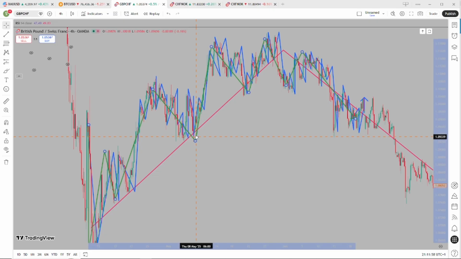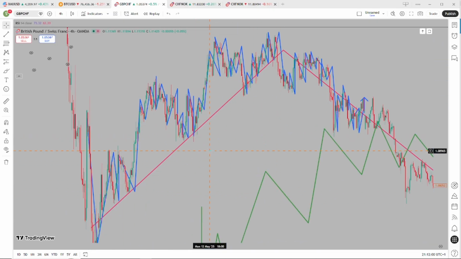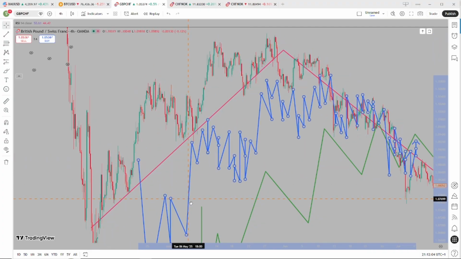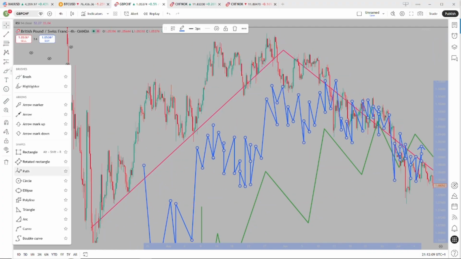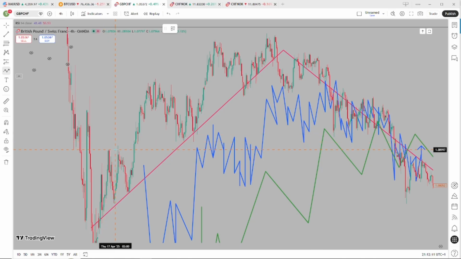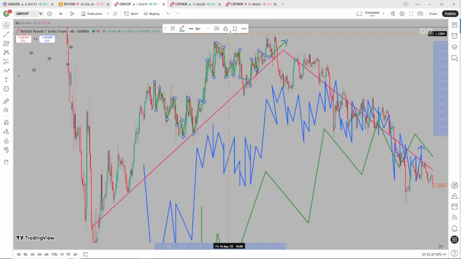I'm going to remove this green one. But as you can see, so now with this blue one, I'm going to remove this as well. You can see that price is making trends inside of trends inside of trends. For example, this is a downtrend, right? Whereas this is an uptrend, and then this is a downtrend, and then this is an uptrend, and so on and so forth.